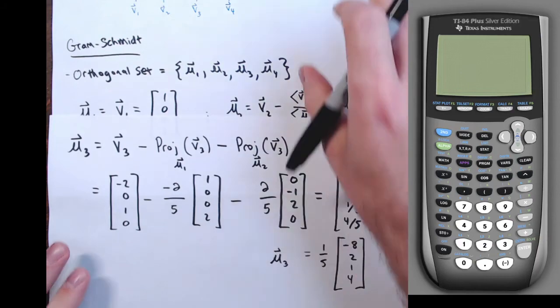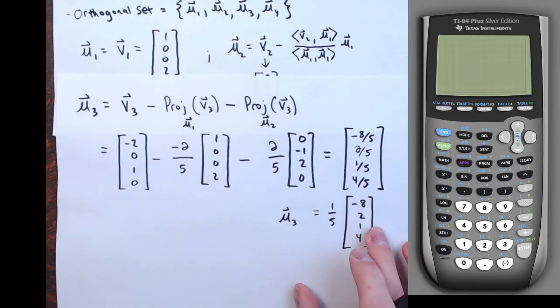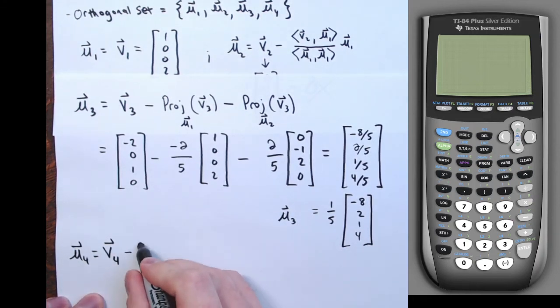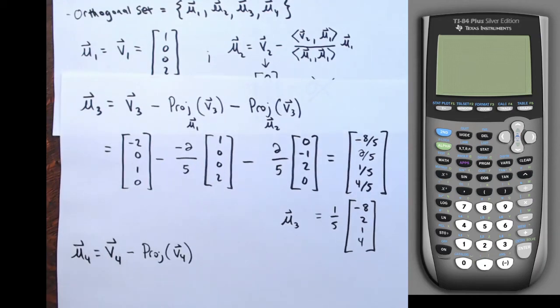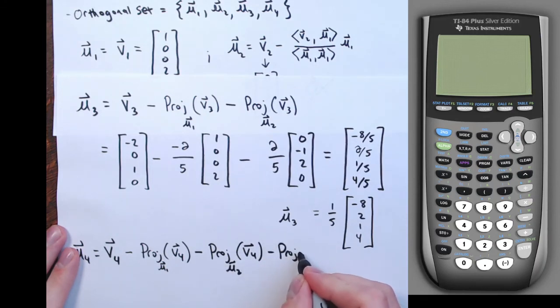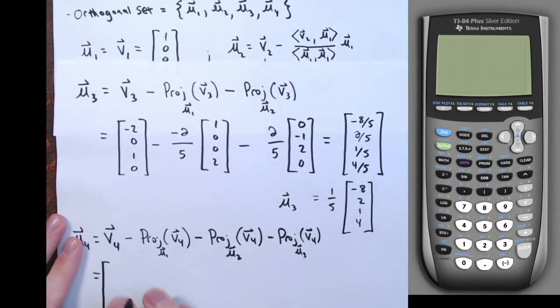All right, and then finally u4. So u4 is going to be v4, the fourth column of my matrix, minus the projection of v4 onto all the previous vectors u1, u2, and u3. So onto u1, minus the projection of v4 onto u2, minus the projection of v4 onto u3. All right, so this will be a lot, so I'm just going to come back when this is done.